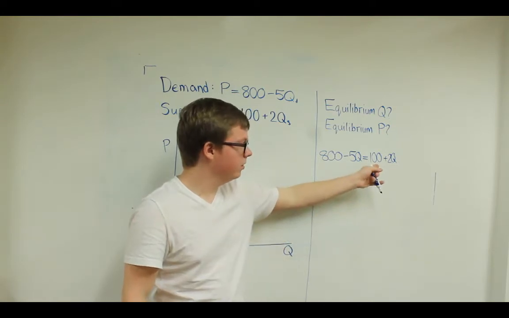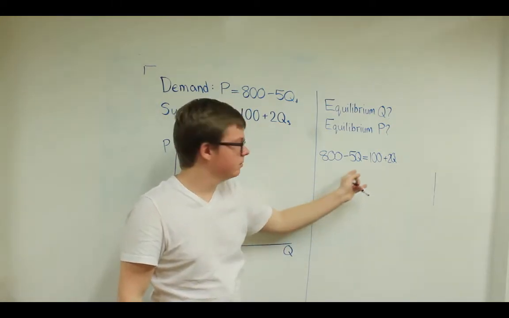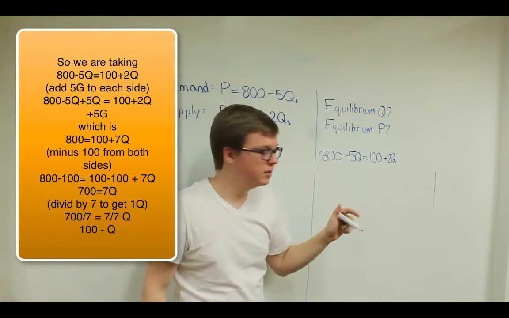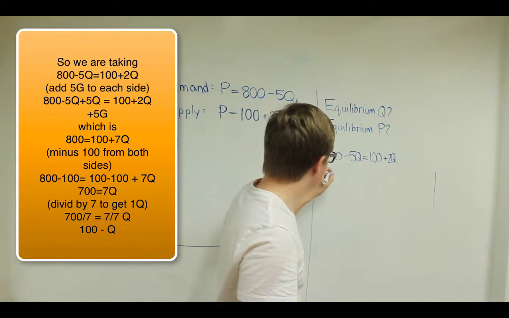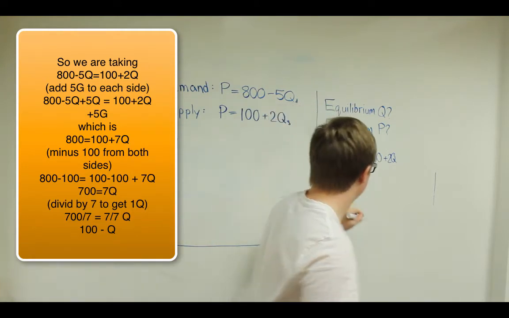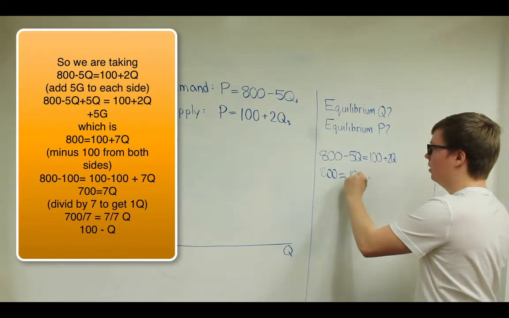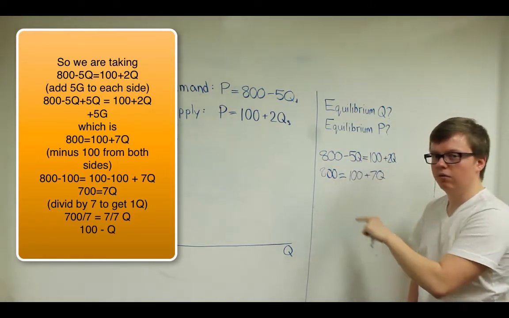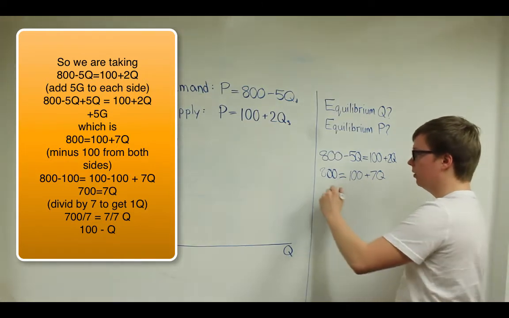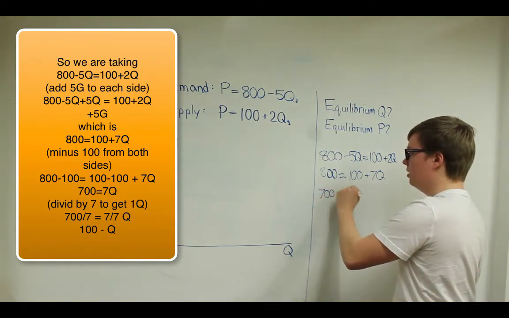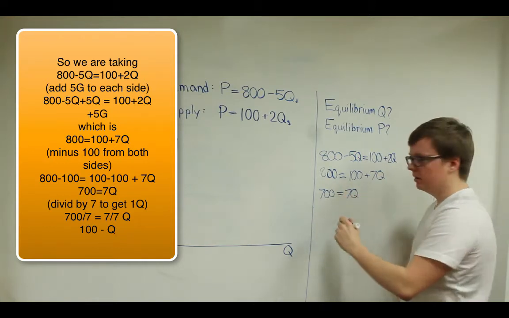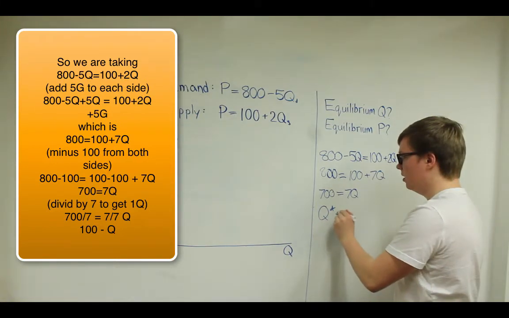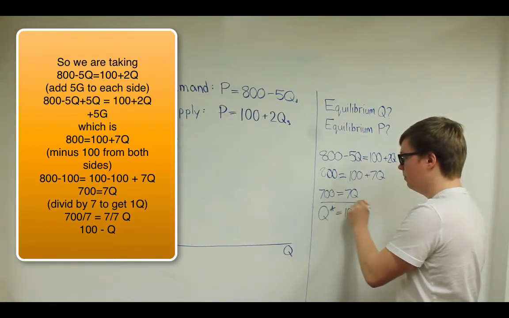Now you can combine like terms here. If we add 5q to both sides, we have 800 equals 100 plus 7q. So we just added the 5q over, and we can subtract the 100 over. So 700 equals 7q. Divide by 7, and our equilibrium quantity, I'll call it Q star, is 100.